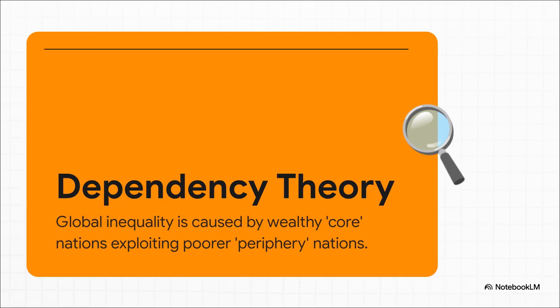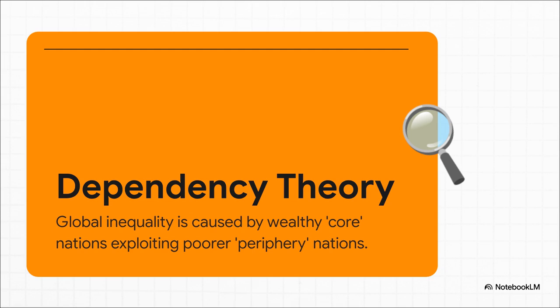All right, let's zoom in on dependency theory for a second because it's a really powerful way of looking at this. It sees the global economy as having a wealthy core and a poorer periphery. In this view, resources, money, and labor are constantly flowing from the periphery to the core.